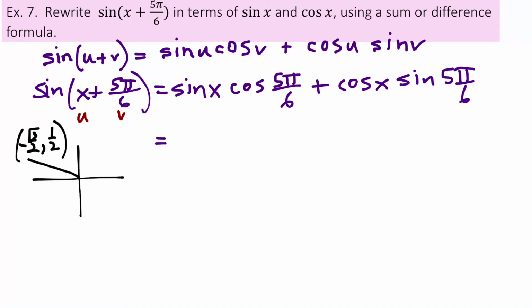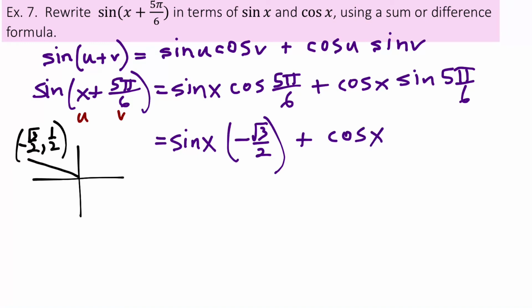I don't know what x is, so I have to call that just x. So x is still x. The cosine of 5 pi over 6 is negative square root of 3 over 2. And I don't know what the cosine of x is, so I just have to leave it as the cosine of x. However, the sine of 5 pi over 6 is 1/2, so I can make that substitution here.